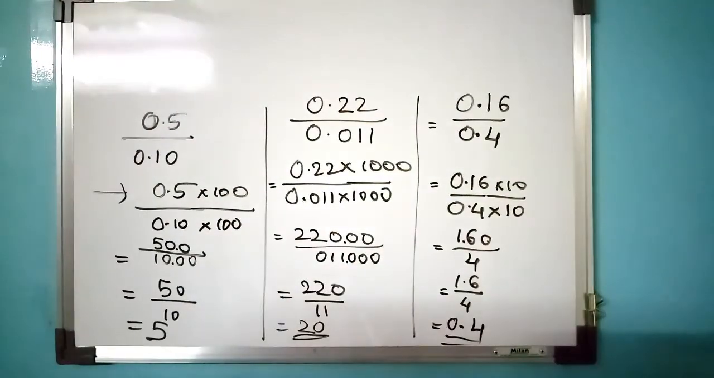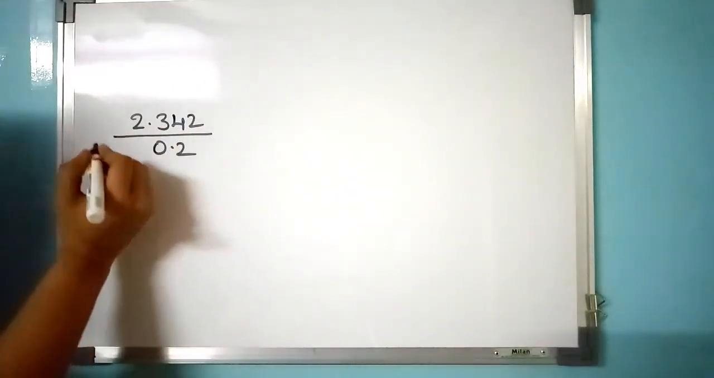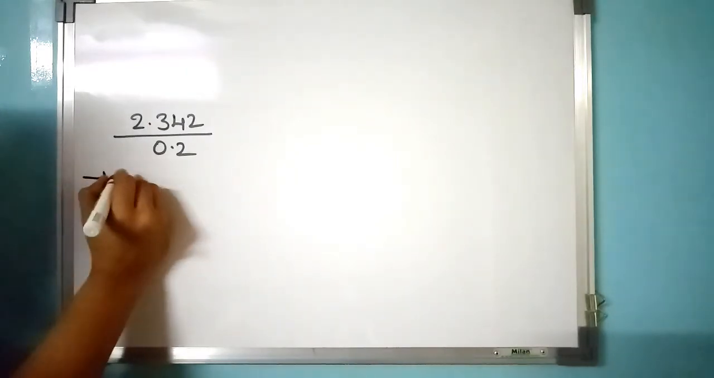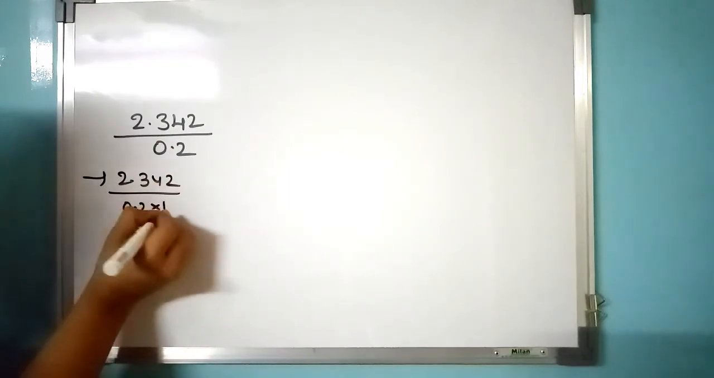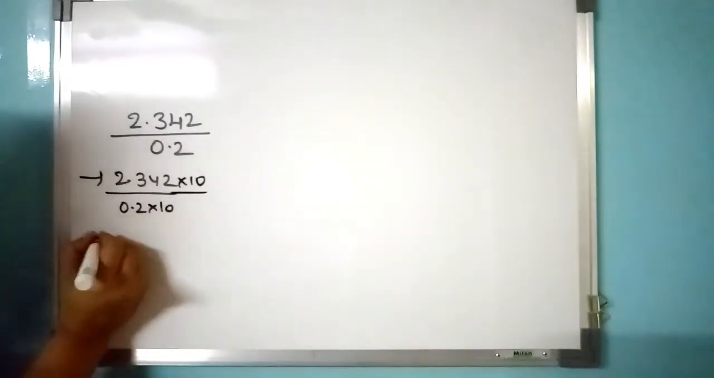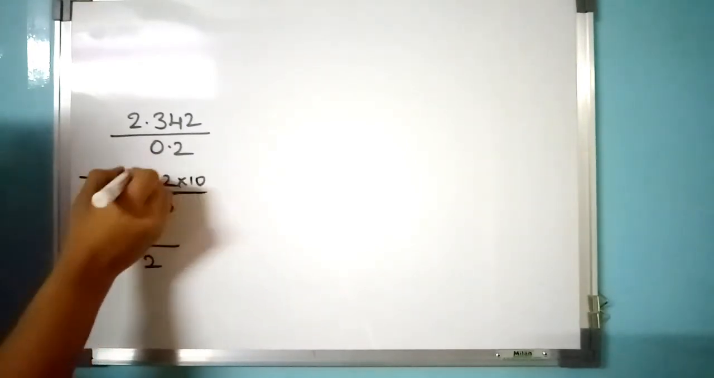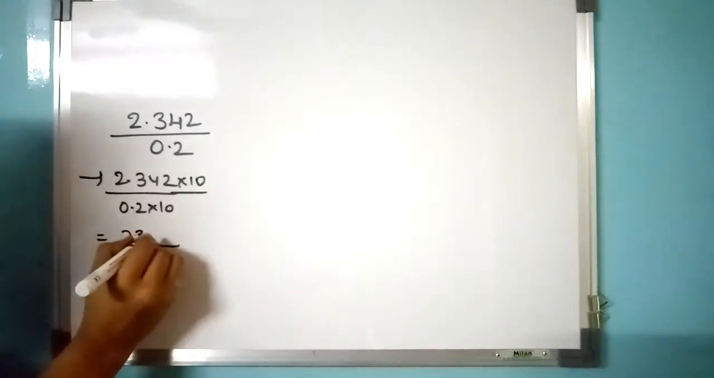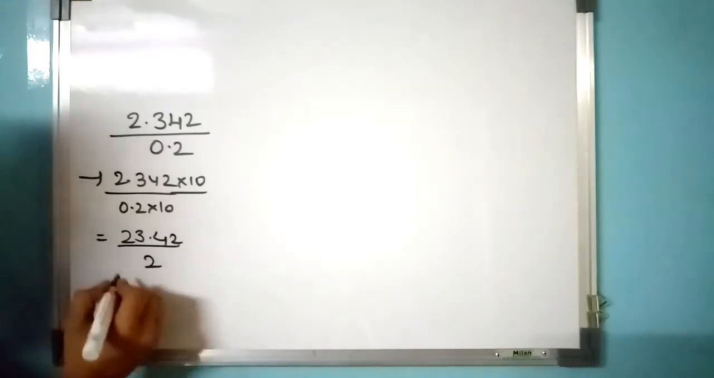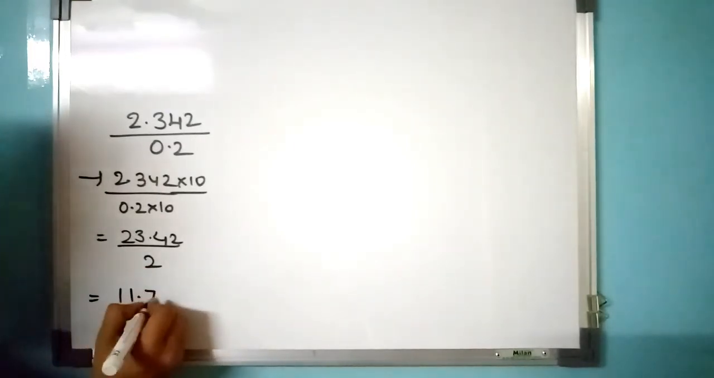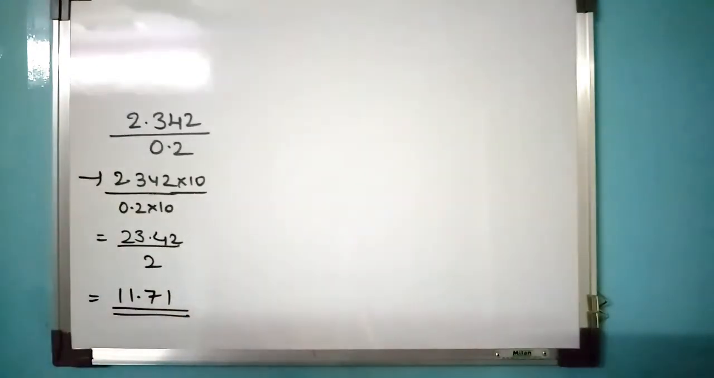Let's see a few more examples. See children, the question is 2.342 divided by 0.2. After the decimal there is only one place, so we will multiply 0.2 by 10, top and bottom. It will make 0.2 as 2, and on the top side just shift the decimal, so 23.42. Now slowly you can do it directly after practice. 2 ones are 2, 2 ones are 2, 2 sevens are 14 and 2 ones are 2. 11.71 is the answer. In that way you can solve it.